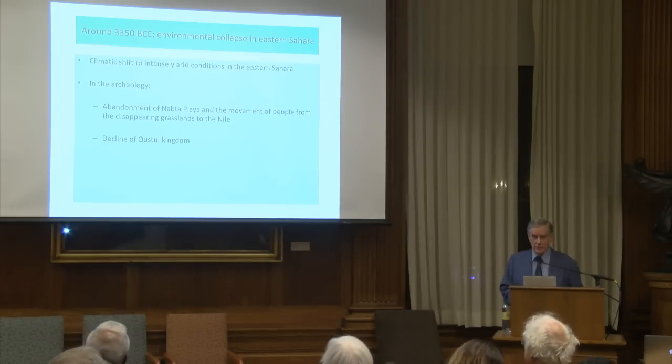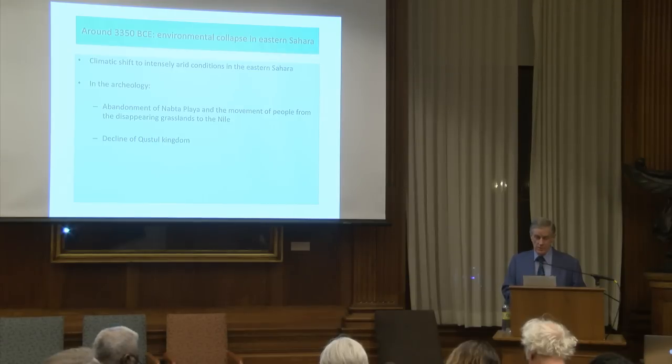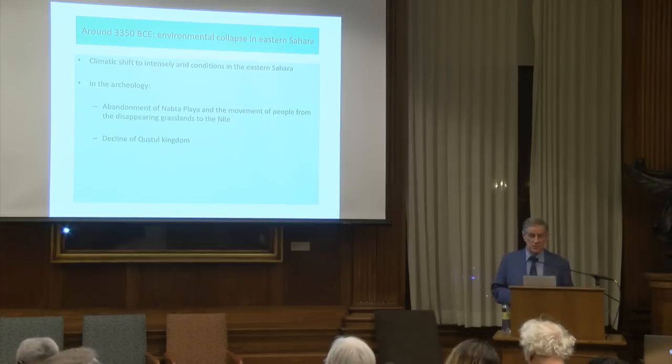The Kustul kingdom, with the loss of its outlying population, sharply declined in wealth and power between 3300 and 3100 BCE. This is something that Williams discerned in the record already 30 or more years ago. And now we can look at it with the climate evidence and say, oh yeah, now we can see why.